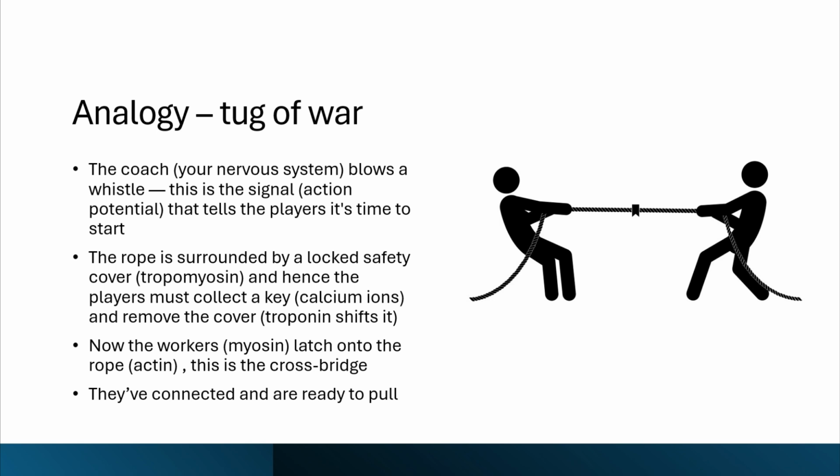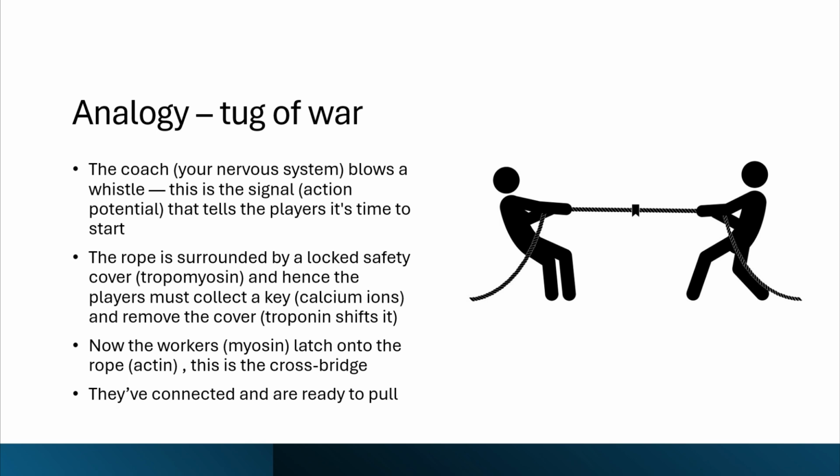So the rope is surrounded by a locked safety cover called tropomyosin. Imagine that rope that you used to play tug of war. It's underneath like a little coat, and that coat has a lock on it. So the player has to go collect the key, which is the calcium ions, and it's got to remove that cover. It's got to remove that tropomyosin.